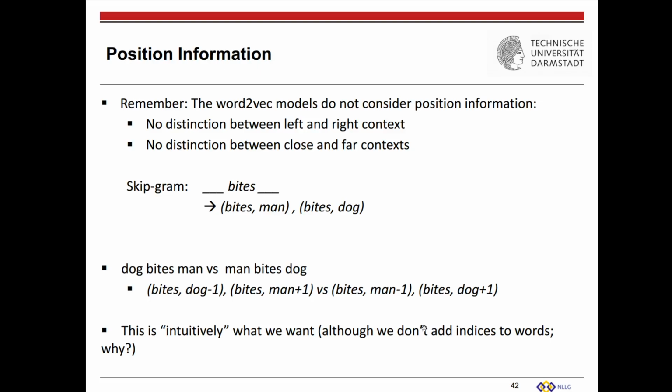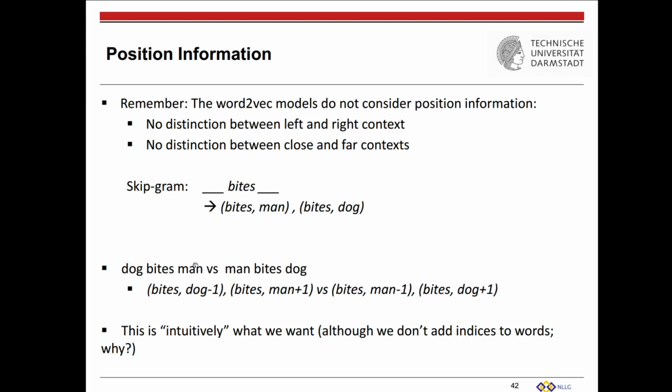The problem is that word2vec has no distinction between left and right context, and maybe to a lesser degree also between close and far context, even though I think they built something into the model that downweights contexts that are further away. But for the order, the basic principle is that if you want to predict the surrounding context from bites, then in both cases you have tuples of the form bites man or bites dog, and no matter what the order is, you'll always have the same updating procedure.